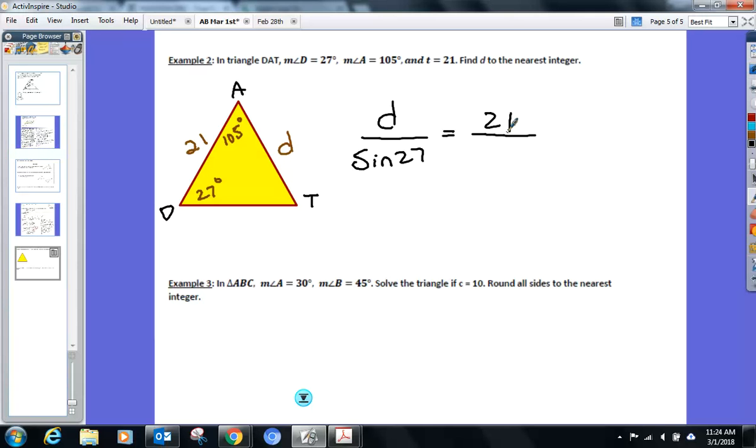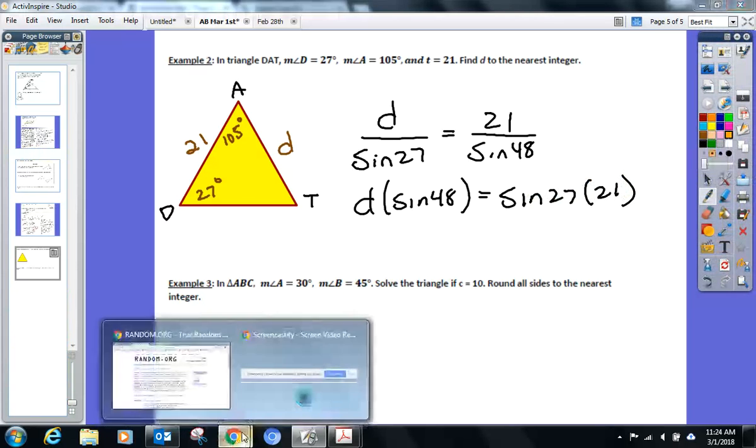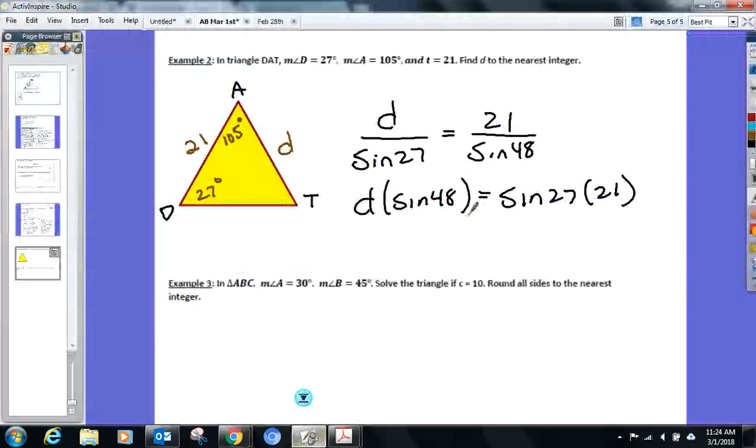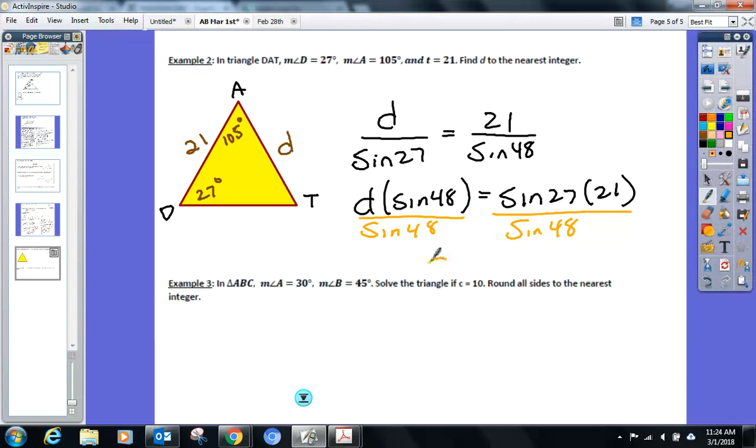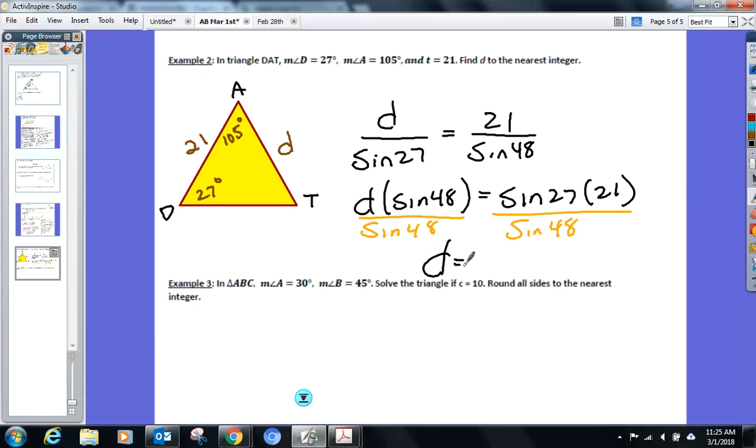Yeah, that's not really a big problem, but. So what am I going to put it under? When you're ready, what am I going to put 21 under or over? Sine of, yep. Make sure you remember your signs. Now I can cross multiply. In this case, what am I dividing both sides by? All right, let's do it. And we're going nearest integer here, whole number.